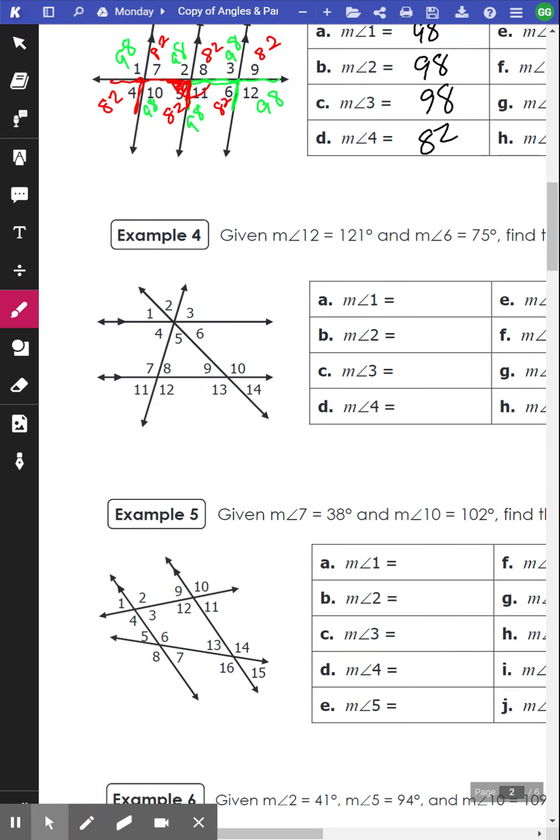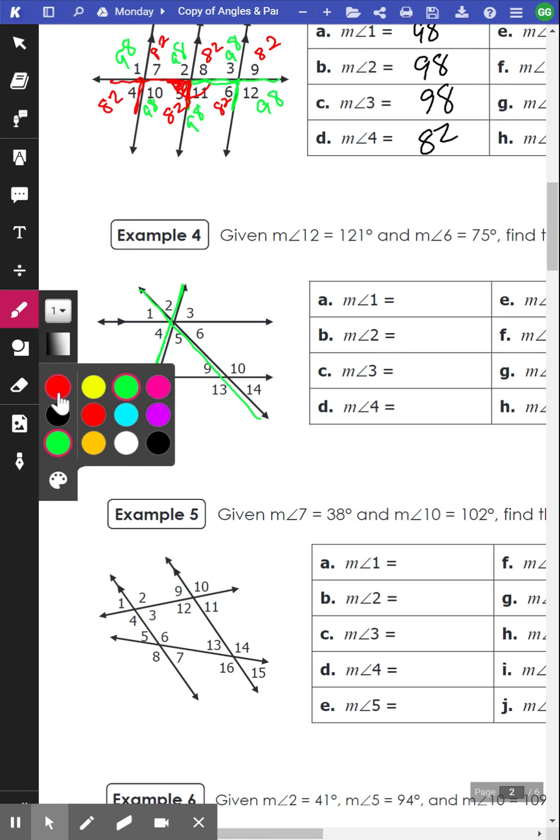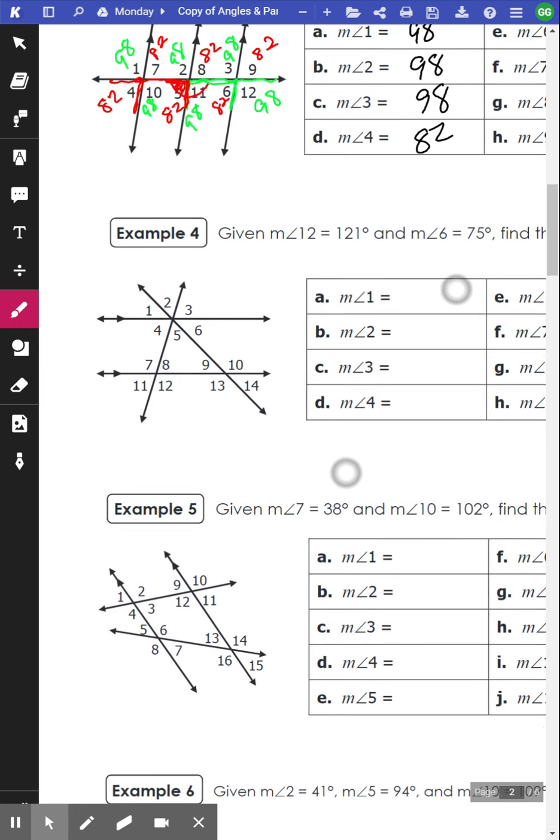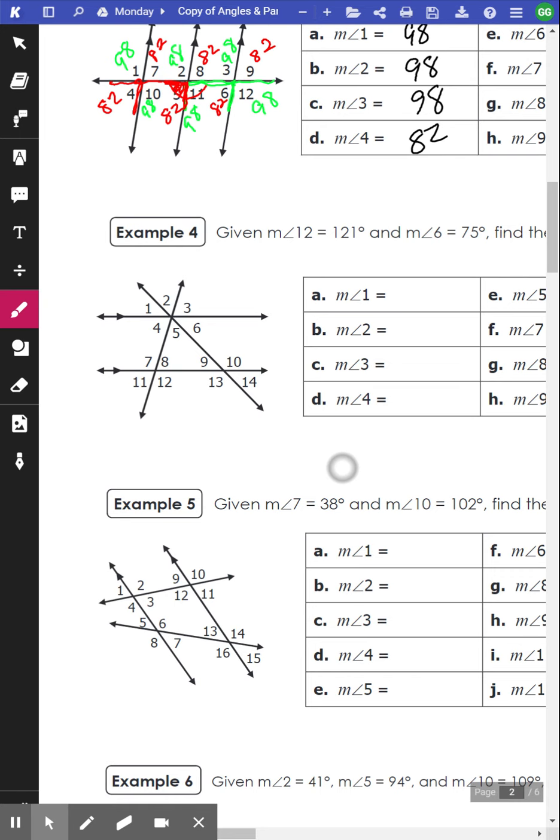So we move on to example number 4. We have our parallel lines, which means in this one we have two pairs of transversals. Okay, so let's see how we can figure this out. Let's see what they give us. They give us angle 12 is 121 degrees. Angle 6 is 75. That's this angle right here and this angle right here. Okay, so they gave us those two angles.